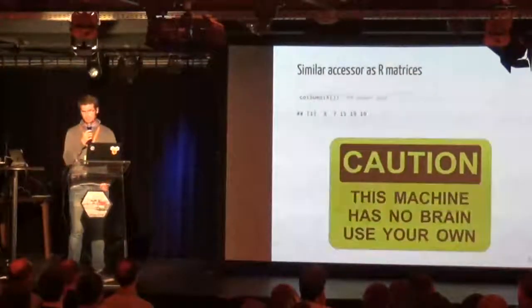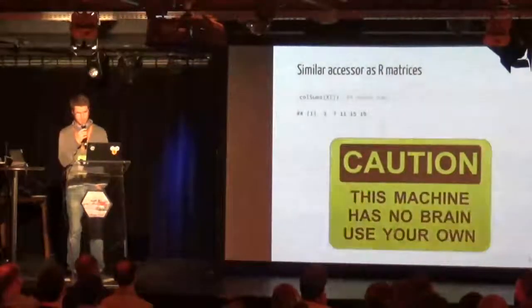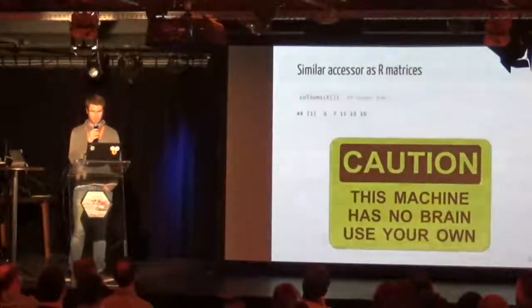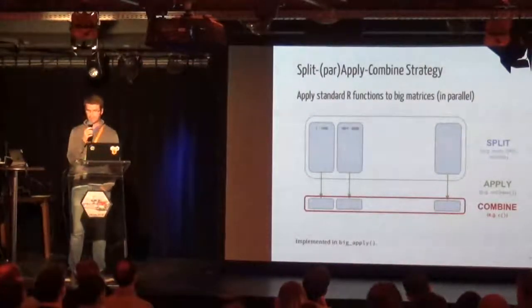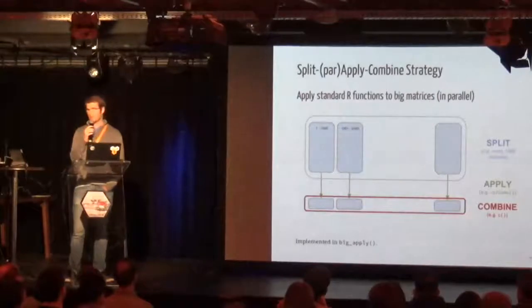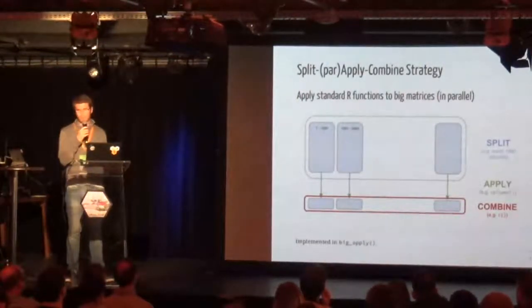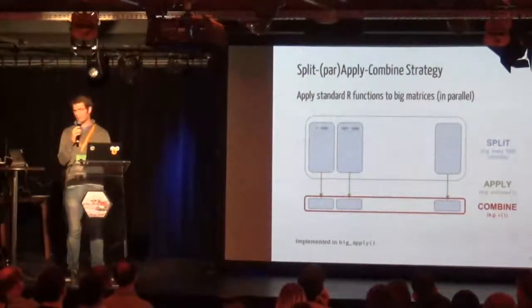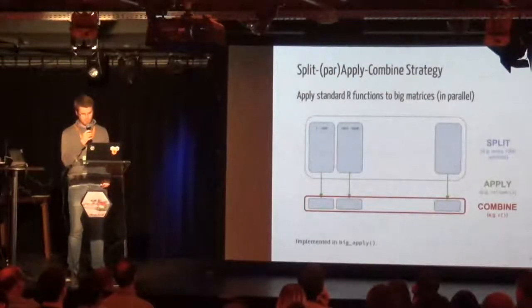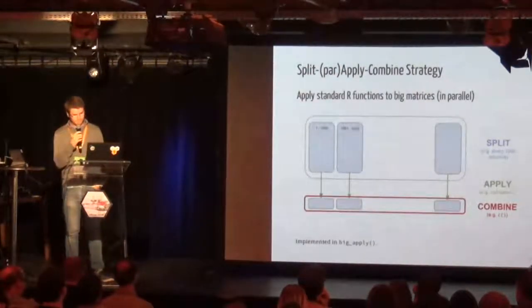So you have to think about what you do and use some special algorithms for this kind of data. An easy strategy to apply an R function to this kind of data would be the split-apply-combine strategy. So for example, you can take only a block of columns at a time, apply a function to each of these blocks, and then combine the results. And it's implemented in the big_apply functions.